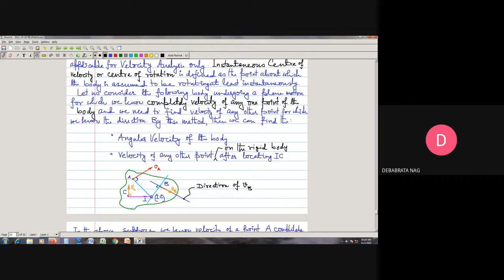Now, first of all, since we assume that the general plane motion can be considered to be a rotation, at least instantaneously, about some point, it is obvious that wherever that instantaneous center of rotation is, the line joining that point to the point on the body will always be perpendicular to this velocity, because we assume that about that instantaneous center, the whole body is instantaneously rotating.